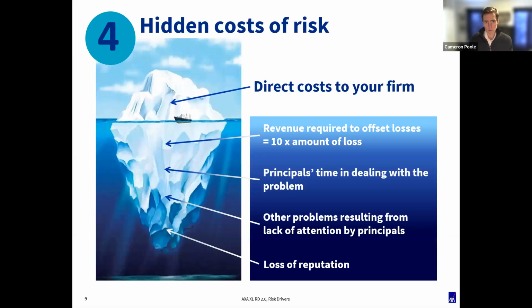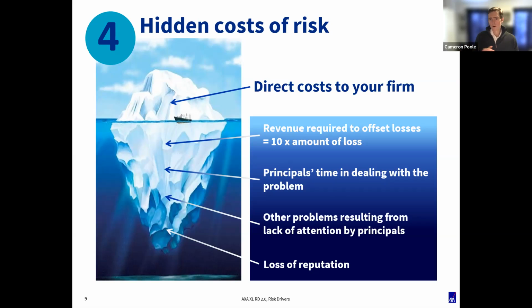And so we'll look at here, what are the hidden costs of risks for architecture firms? So we use the image of an iceberg, and above the surface, you have the direct cost to your firm, right? That's that deductible. Let's say you have a $5,000 deductible. Direct cost, you have a lawsuit, you pay the first $5,000. It's easy to see, it's easy to quantify.